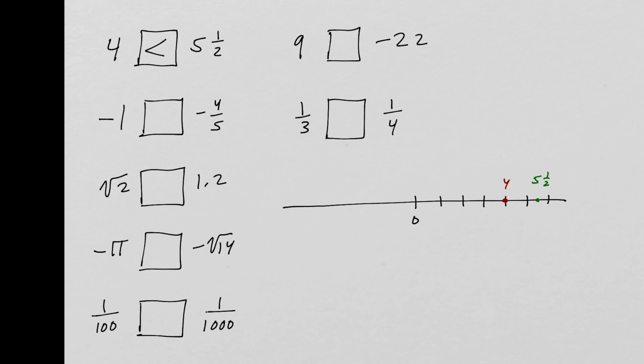If I compare -1 to -4 fifths, well, -1 is right here. This would be -1. -4 fifths, well, I'd have to split this up into 5 intervals. And then -4 fifths would be right here.